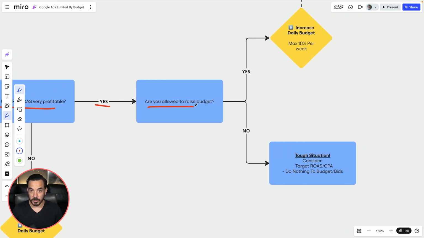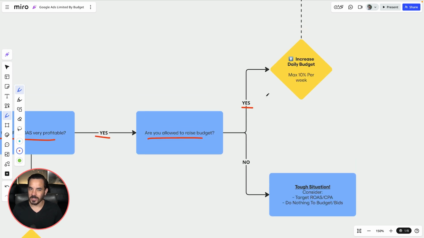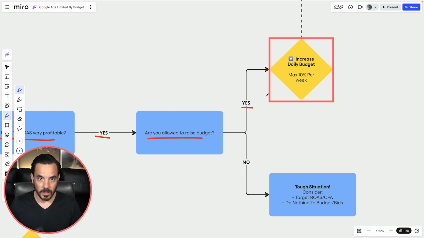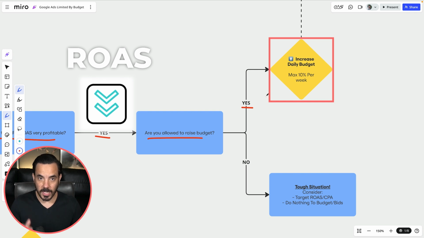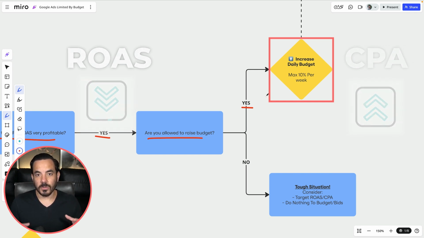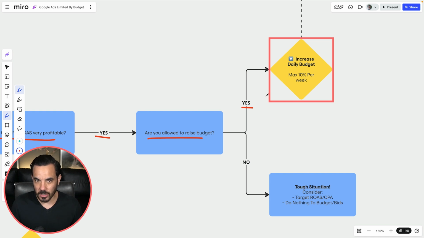And if you are allowed to raise your budgets, then nice, you can consider increasing your daily budgets. This will bring in more clicks and conversions. A word of caution here though. When you're on a maximize bid strategy, if you increase your daily budget, the system can respond by increasing its cost per click bid. This means that your ROAS will go down and your CPA will go up in a lot of cases. So increasing the budget here has the trade-off of potentially making your ROAS or CPA performance worsen.